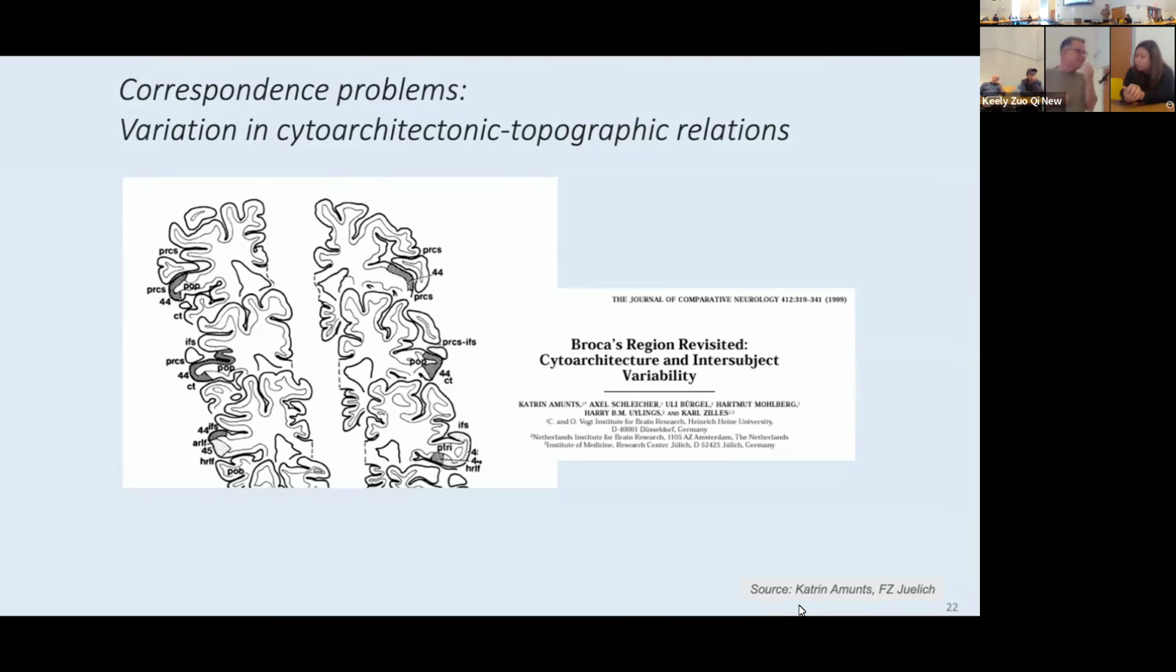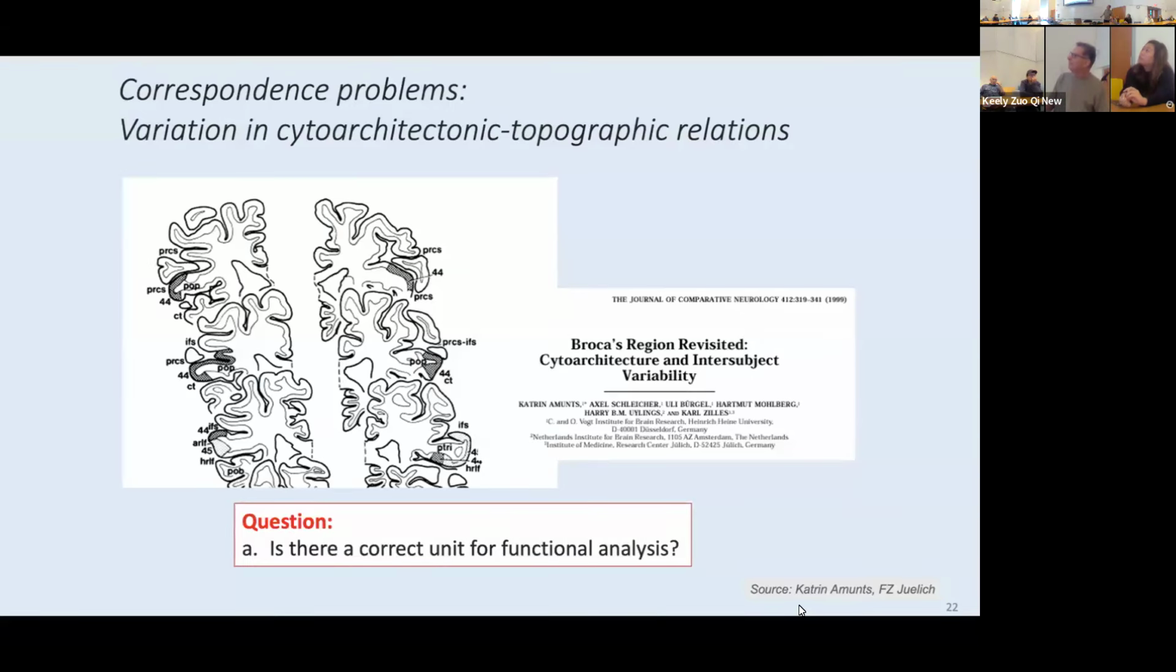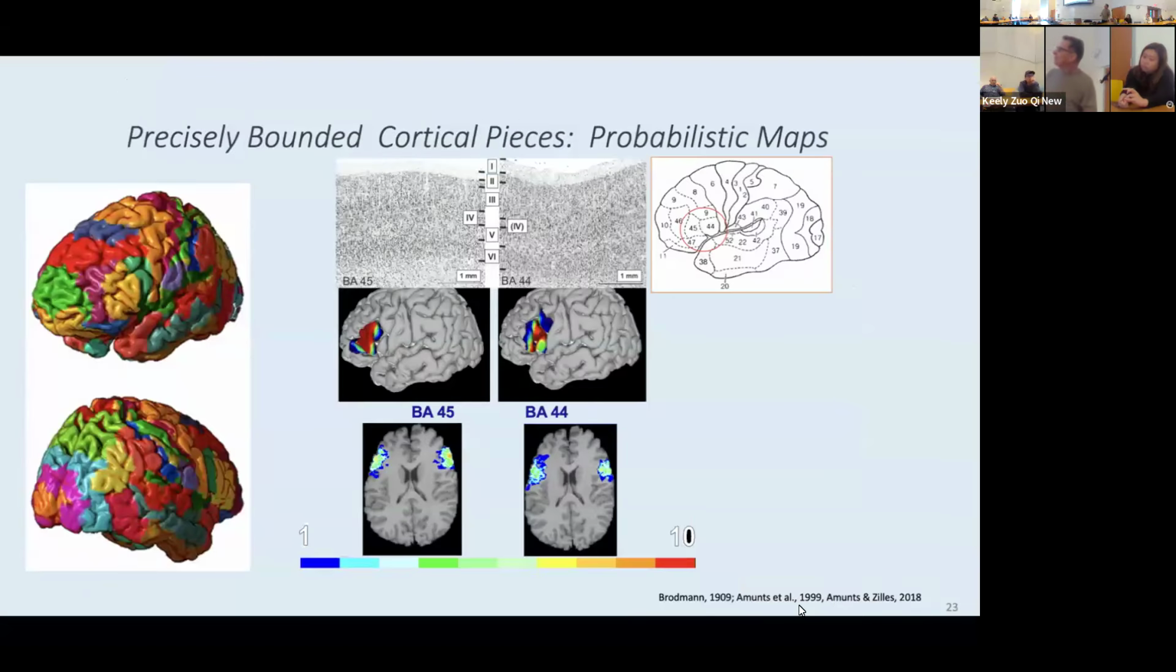And in a second, we will see a way to get some traction from the group. But you can see that the correspondence is not fantastic. And this is not even microscopic, you can see these are big brain pieces. It's not great. That's life. Okay, so the question is, is there a correct unit for functional analysis? Because in case you forgot, we're talking about a function that's called language, or linguistic knowledge. So this is the end product.